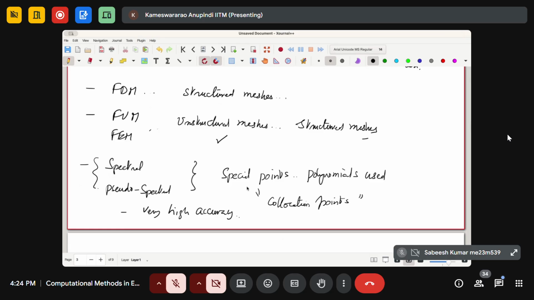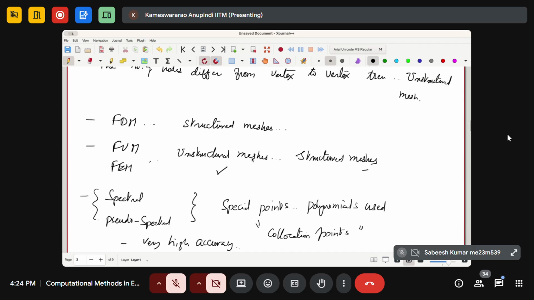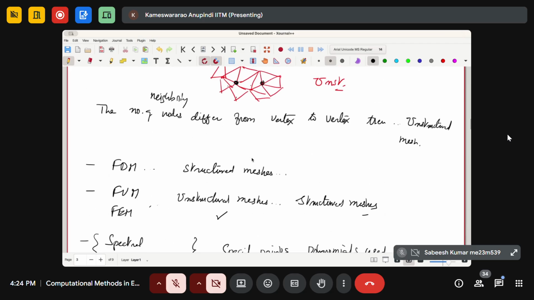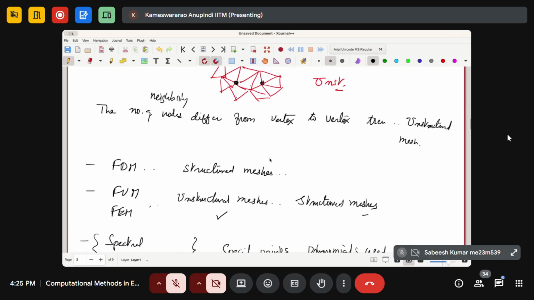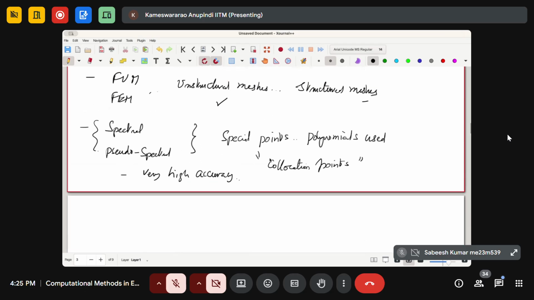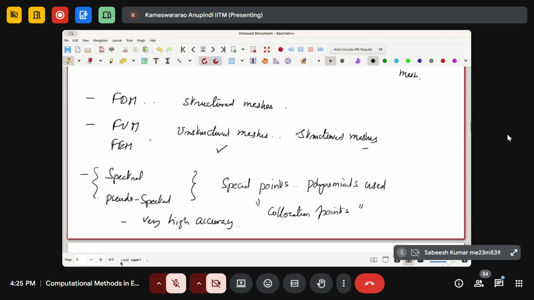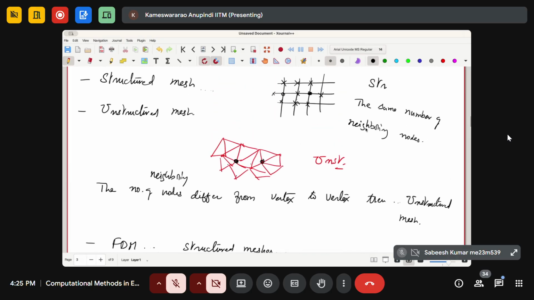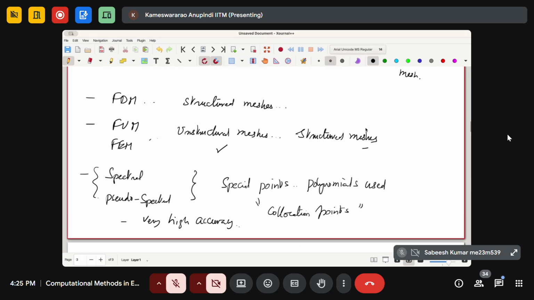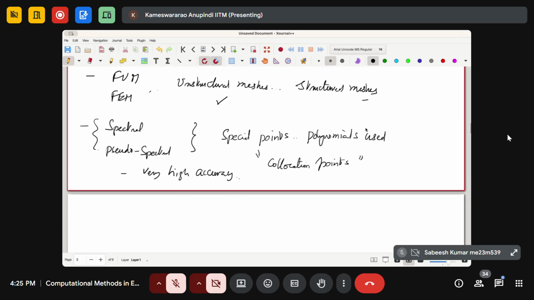Okay. So that's about how different methods are applied to convert our existing partial differential equations into algebraic equations. Any questions so far, either from here or from the previous lectures? Clear, sir. Yeah, it's clear, sir. Fine. Shall we proceed?